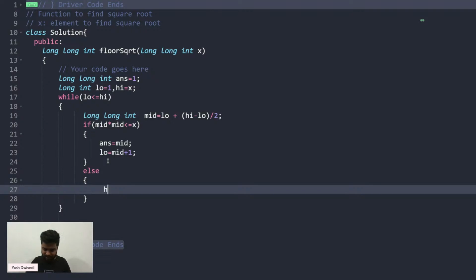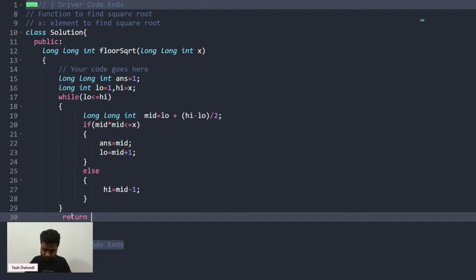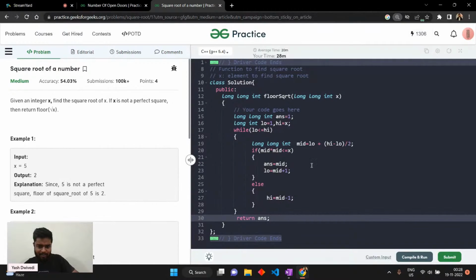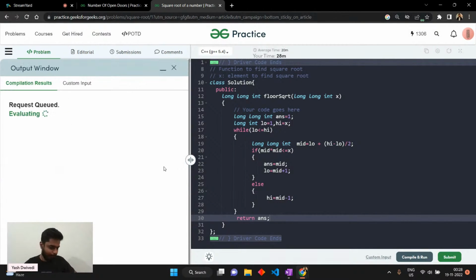And otherwise, if that is not the case, we need to search in the left part of the mid. So we'll say that high is equal to mid minus 1, I think, right? This is what we will do, and in the end we can simply return the answer. Is this part clear to everyone? This is nothing but binary search, so that will take logarithmic of n time. And let's try and compile it. I hope it will get compiled without any errors.